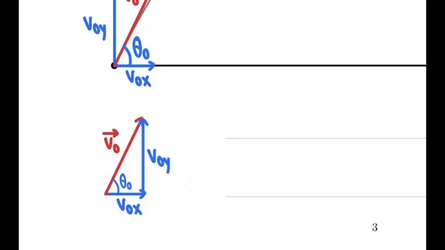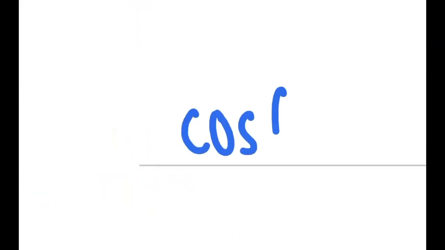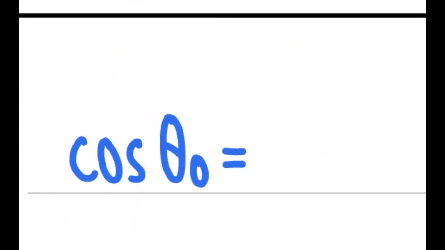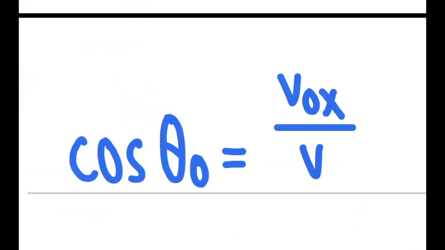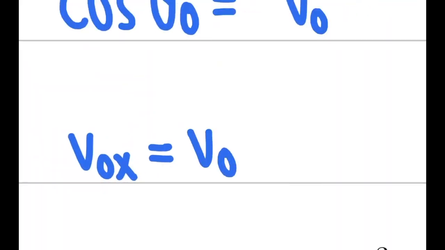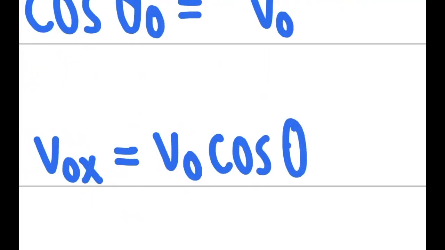So we know that if we want to find v naught x, we can use cosine. Cosine of theta naught is adjacent over hypotenuse. So adjacent is v naught x, hypotenuse is v naught. If I want v naught x, I just multiply both sides by v naught. So we get v naught x equals v naught cosine theta naught.